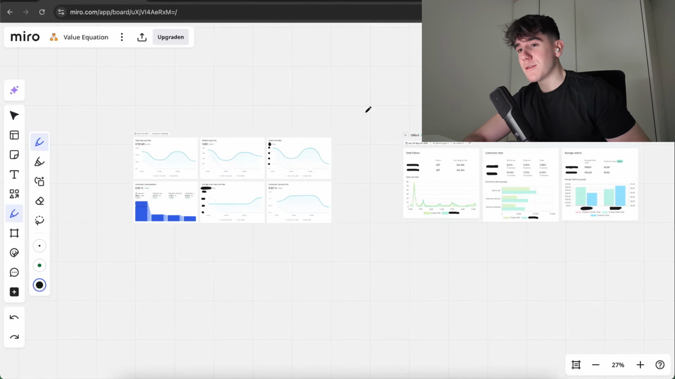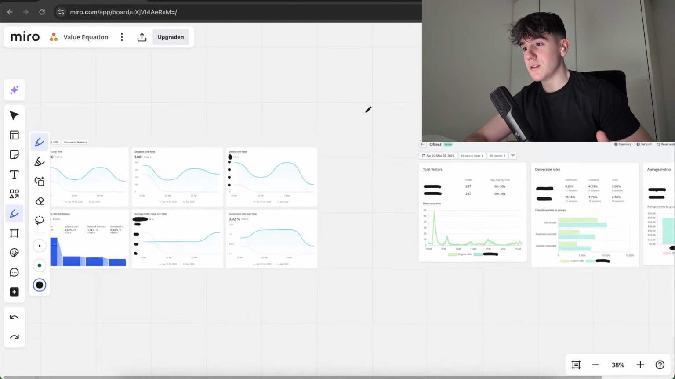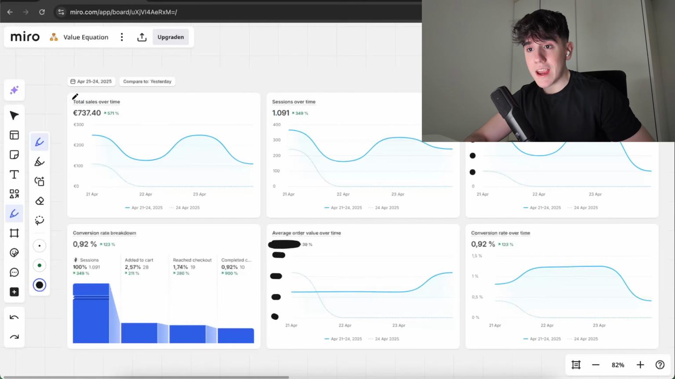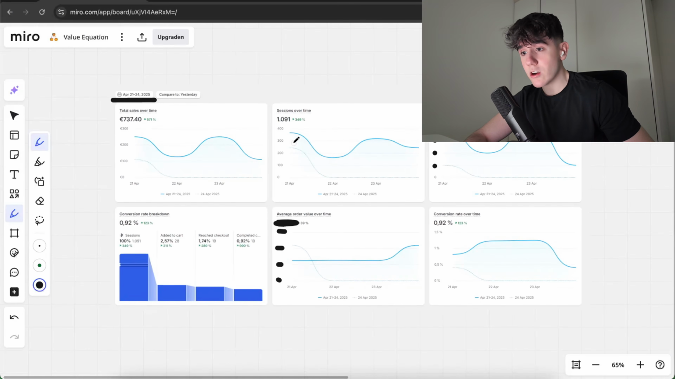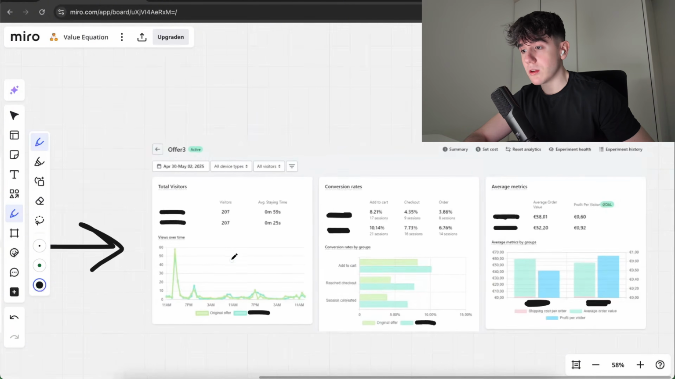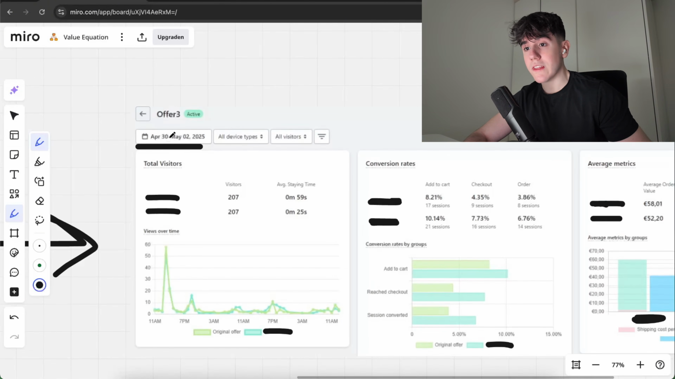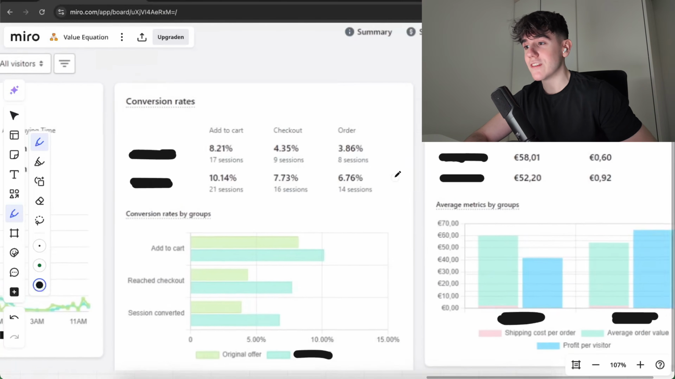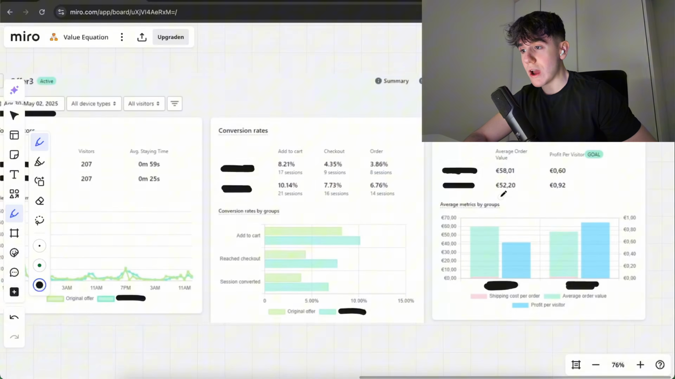What's up? Today I'm going to show you guys 2 screenshots that I got sent by my student Patrick. Shout out, bro. So this time frame of April 21st to 24th, he made 737 euros within 1,091 sessions. So a terrible revenue per visitor, terrible conversion rate. We went from that to actually making, if you check out the date here, within a week, almost a 7% conversion rate with a 52 euro average order value.